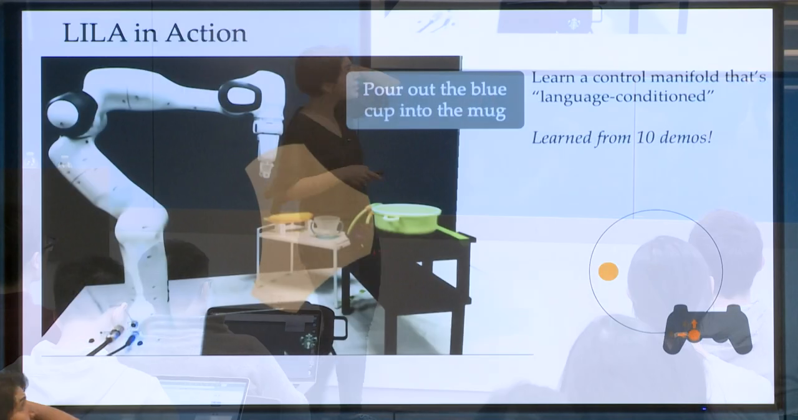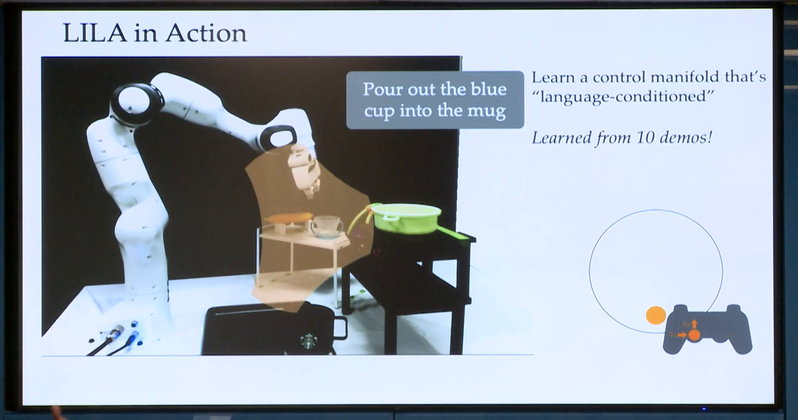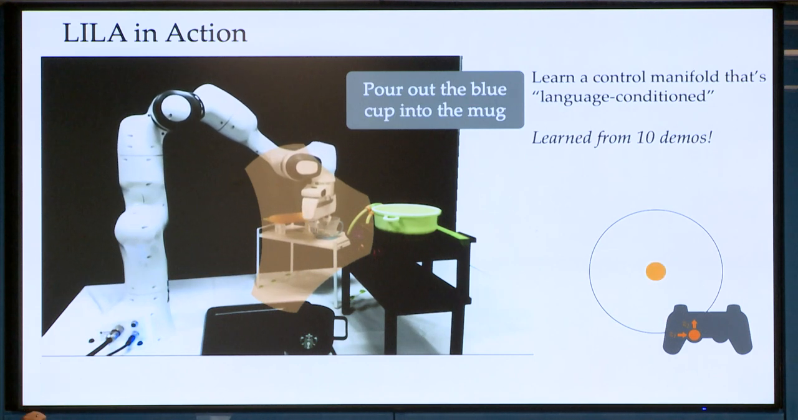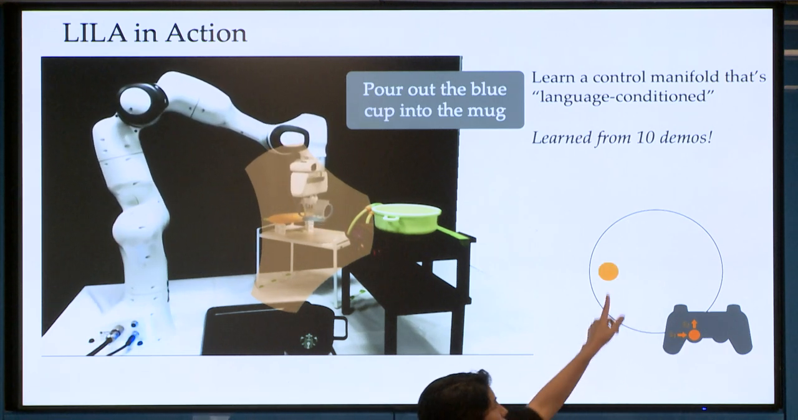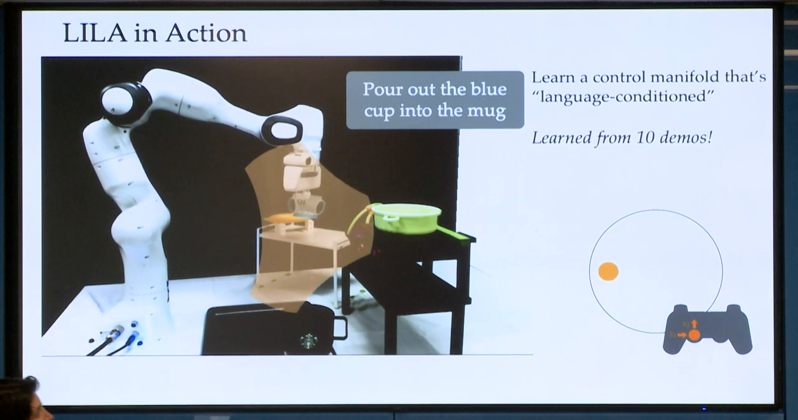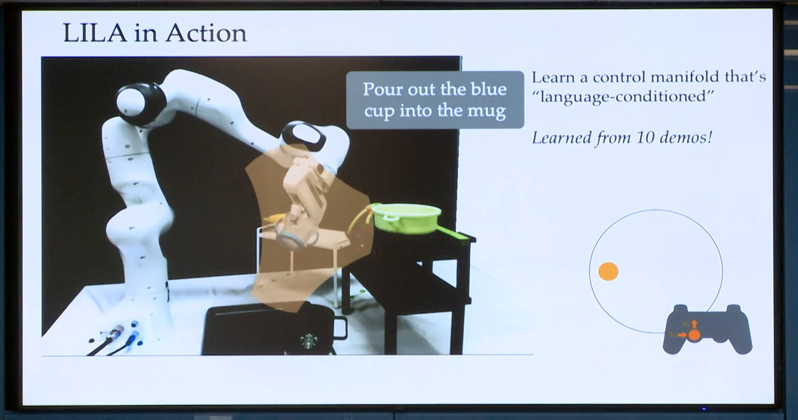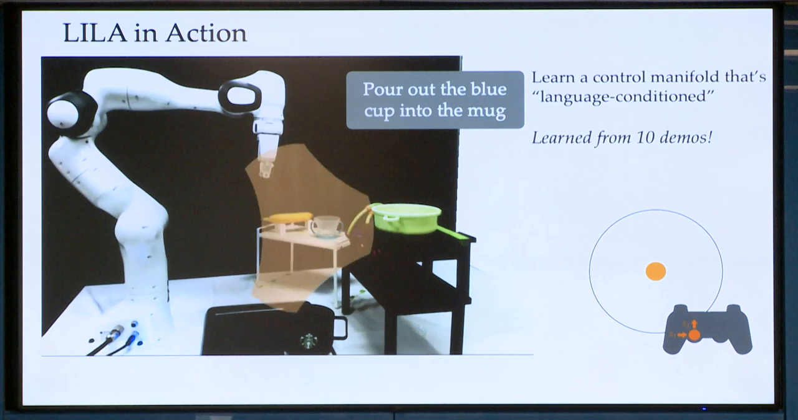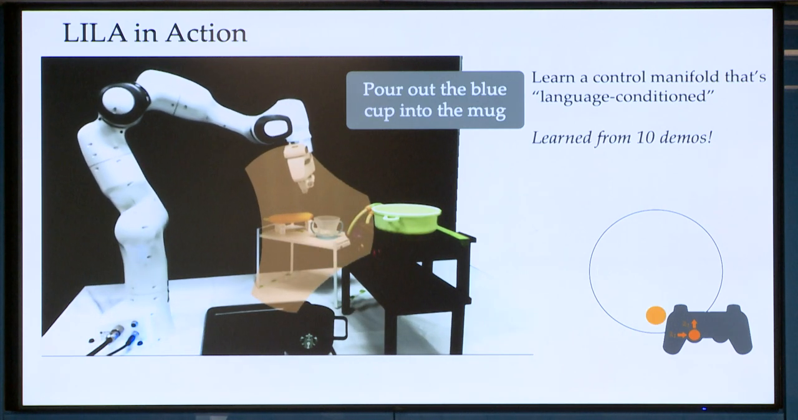So let's see how that works in practice. Here we are looking at this policy using language-informed latent actions that is learned with 10 demonstrations. You can see the joystick input of the user, up and down and left and right. This is the joystick input of the user. And then the task is pour out the blue cup into the mug. As you can see, with only 10 demonstrations, again a very low data regime, you could generally perform this task.